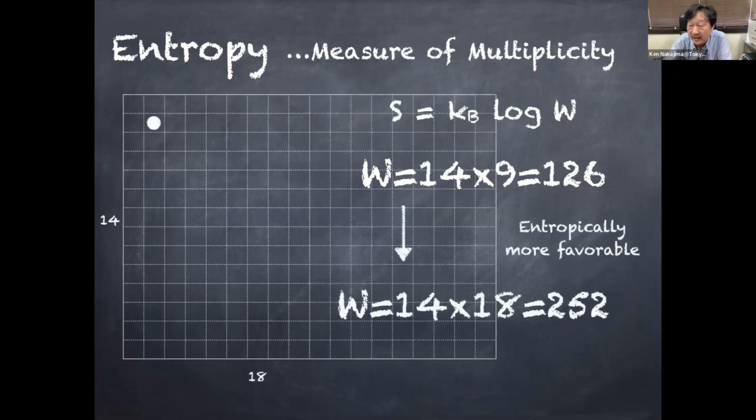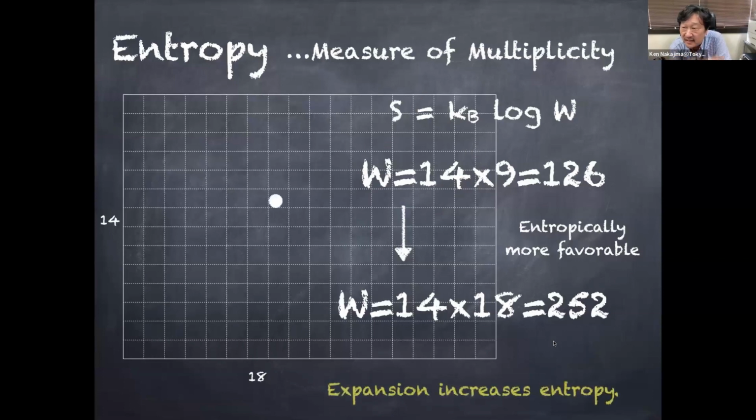Then, if we enlarge the space, so expansion of the area, what's going to happen? Of course, W increases. Then you remember, if we take the log of W, this becomes the entropy. So for the gas molecules, increasing their volume corresponds to an increase of entropy. Okay.